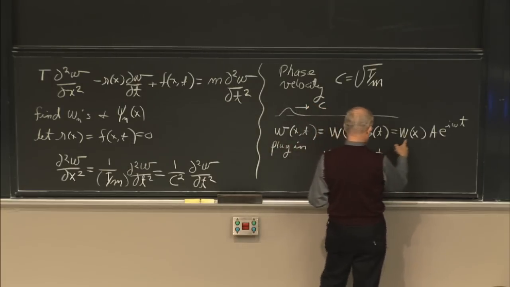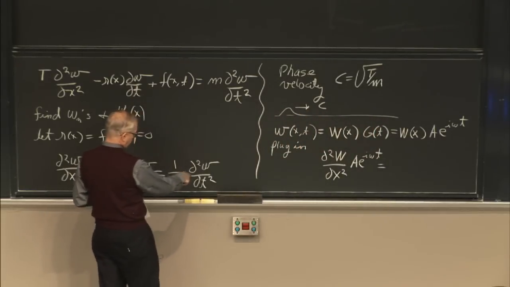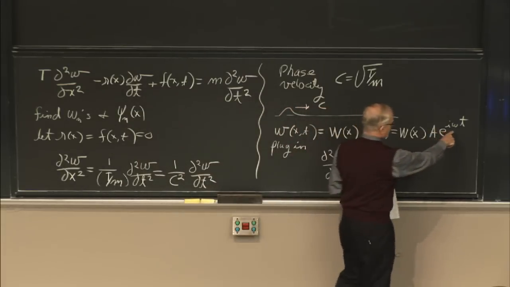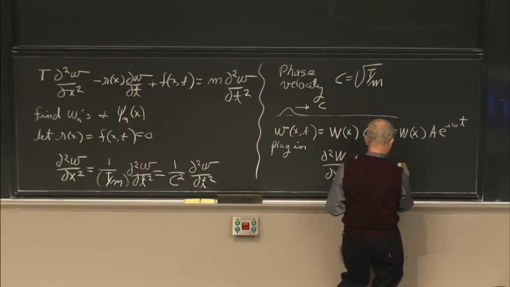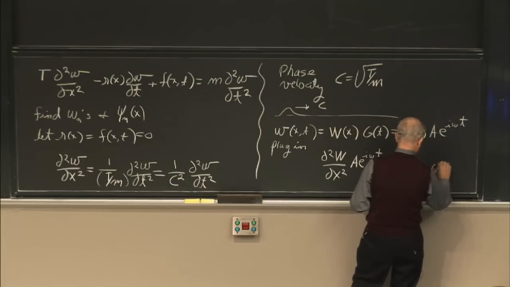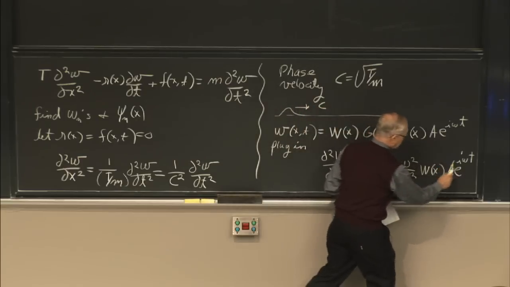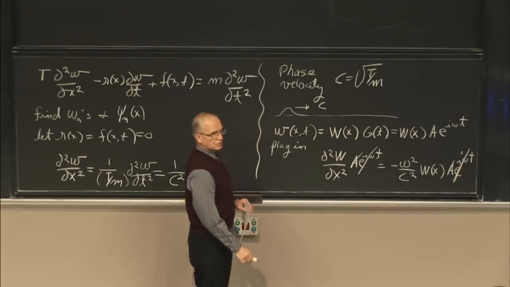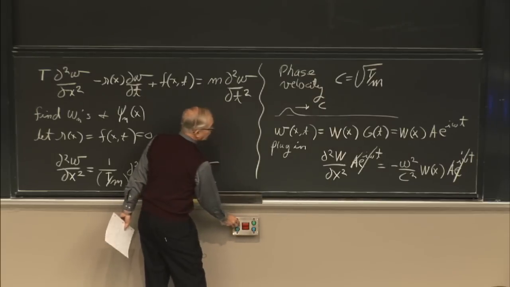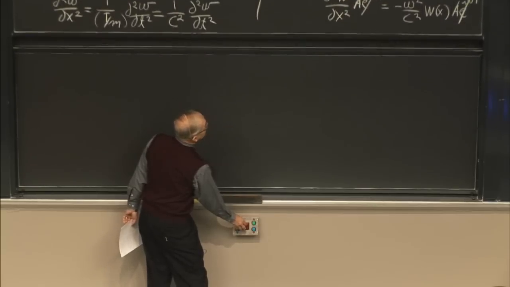And on the right-hand side, when we plug it in here, 1 over c squared, two derivatives with respect to time, it's going to give me minus omega squared. So minus omega squared over c squared. And then it gives me back w of x a e to the I omega t. And now I can get rid of the a e to the I omega t's, and I'm left with just an equation involving x only. And it's an ordinary differential equation in w of x.